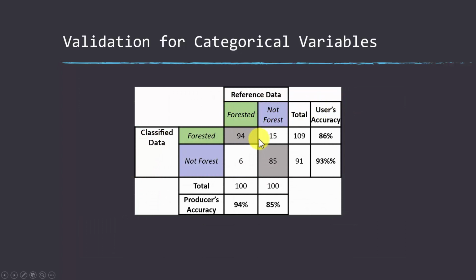Here's another example. This is just a simpler one where we have two classes, forest versus not forest. So again, these are your incorrect labels and then your correct labels. So again, this is your omission error. So 6 samples were omitted from the forest class. And then this is your commission error. 15 samples were incorrectly included in the forest class.